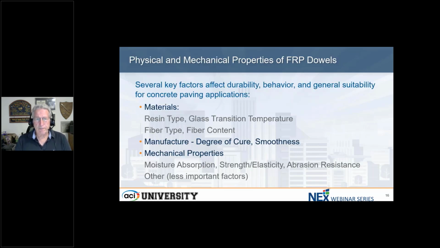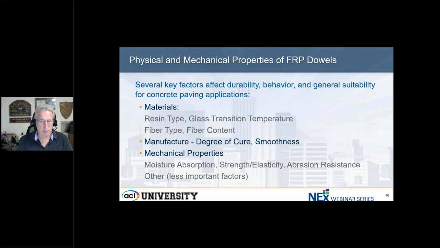There are a lot of different factors that affect the durability and behavior of FRP dowel bars, and therefore their general suitability for use in concrete paving applications. Those include the materials themselves, the components, the resin types, the fiber types, the relative proportions of fiber content and resin content, the way that they are manufactured, the degree of curing, and the smoothness of the bars on the outside surfaces. And then the one that we all tend to think about first, the mechanical properties, particularly the strength and elasticity.